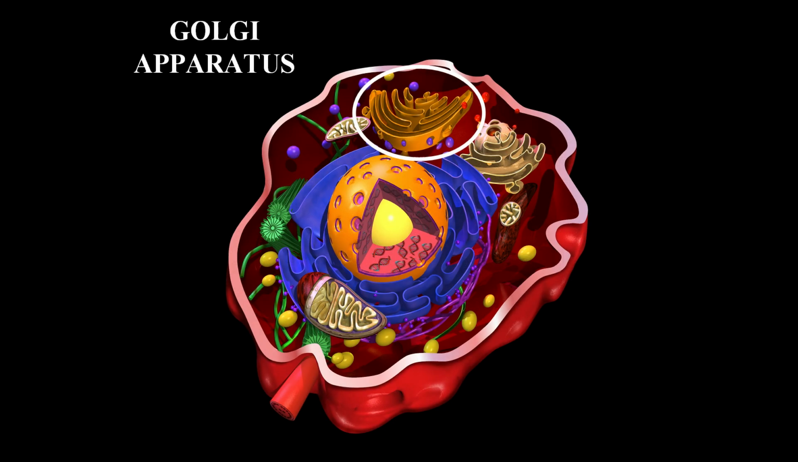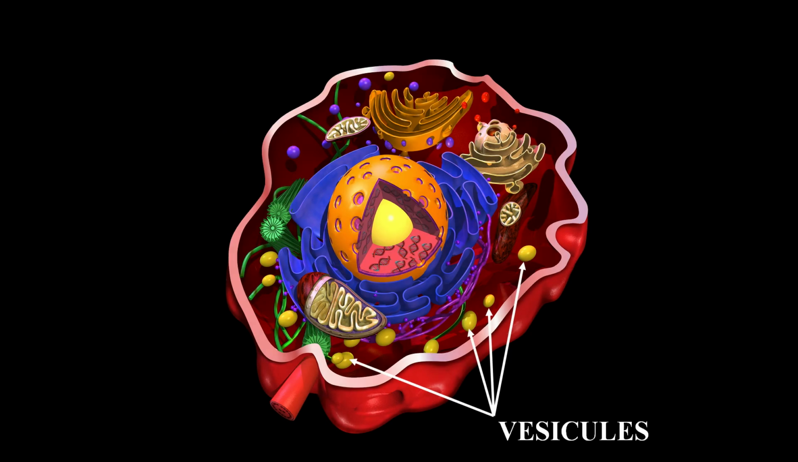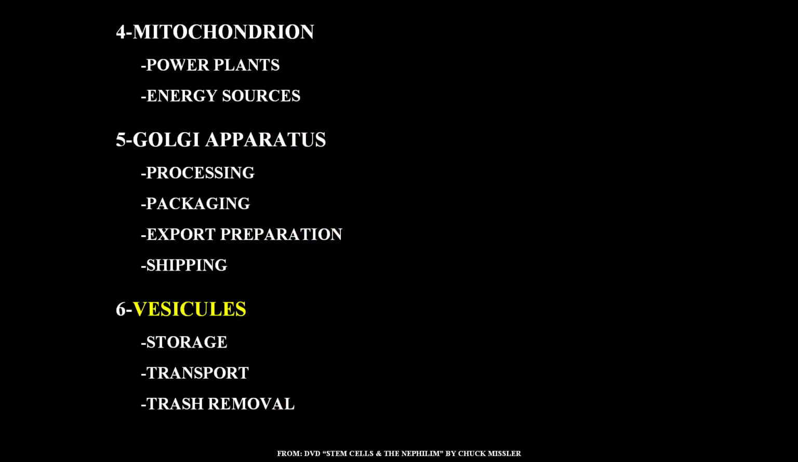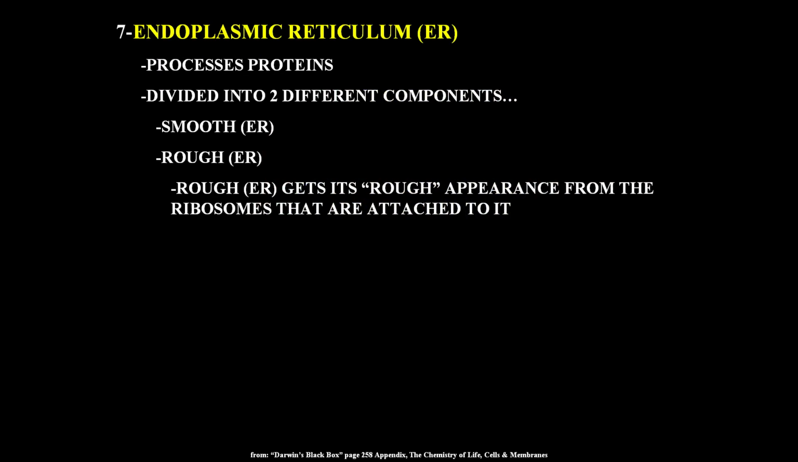Now, Golgi apparatus. Let's talk about that. Processing, packaging, export preparation, shipping. The next one here, vesicles. Now, vesicles are storage, transport, and trash removal. Endoplasmic reticulum. Now, what is that? That is processing proteins. It processes proteins and is divided into 2 different components, the smooth and the rough. The rough gets its rough appearance from the ribosomes that are attached to it.